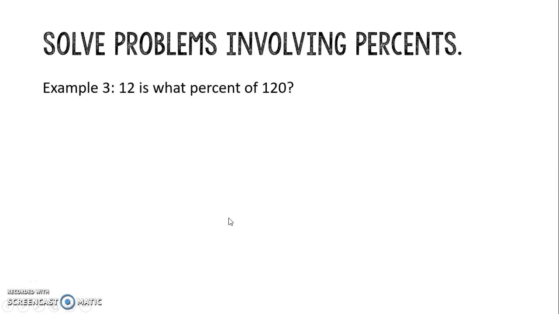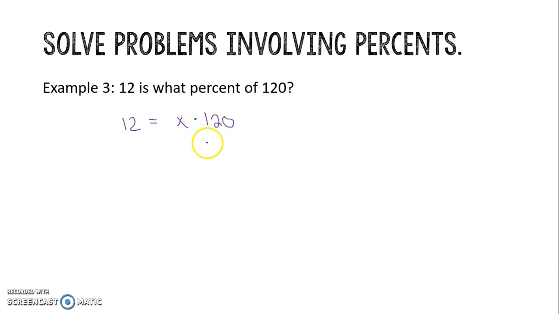All right, example 3 continues with our problems involving percentages. We have 12 is what percent of 120? Okay, so again, we can start setting this up as an equation like we had wrapped up doing in the first video. So we write 12 equals what percent, so that's our unknown, of, which says multiplication, 120.